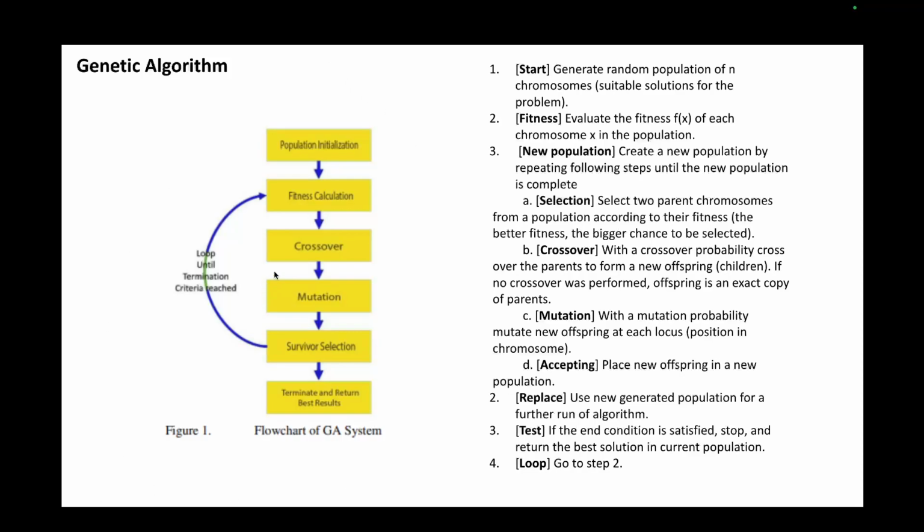And how does the genetic algorithm work? You have some starting point where you generate a random population of n chromosomes, and then you evaluate the fitness of each chromosome x in that population. So how do you calculate that fitness? You define a fitness function, or basically an optimization function, which you try to maximize, and you calculate the fitness of each of the chromosomes. After that, you apply evolutionary concepts like crossing over, selection, mutation, and survival selection, and then you iterate over this.